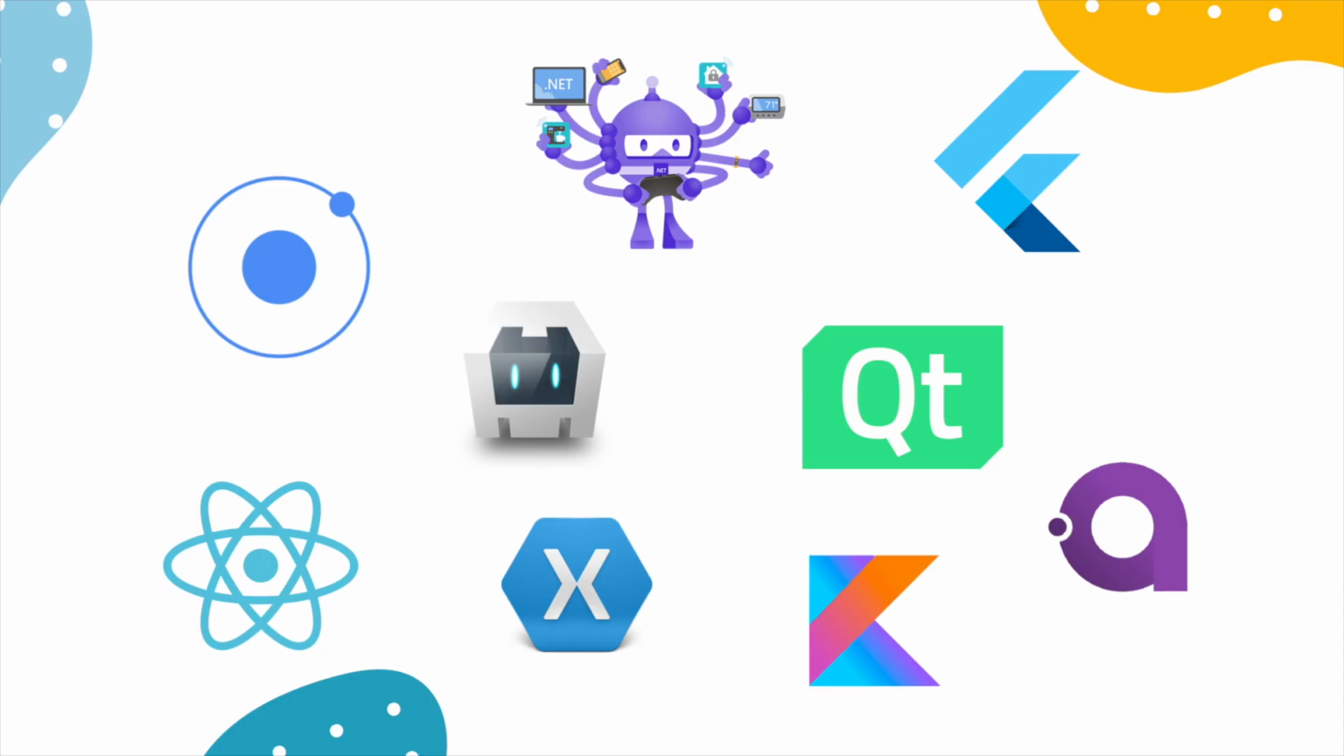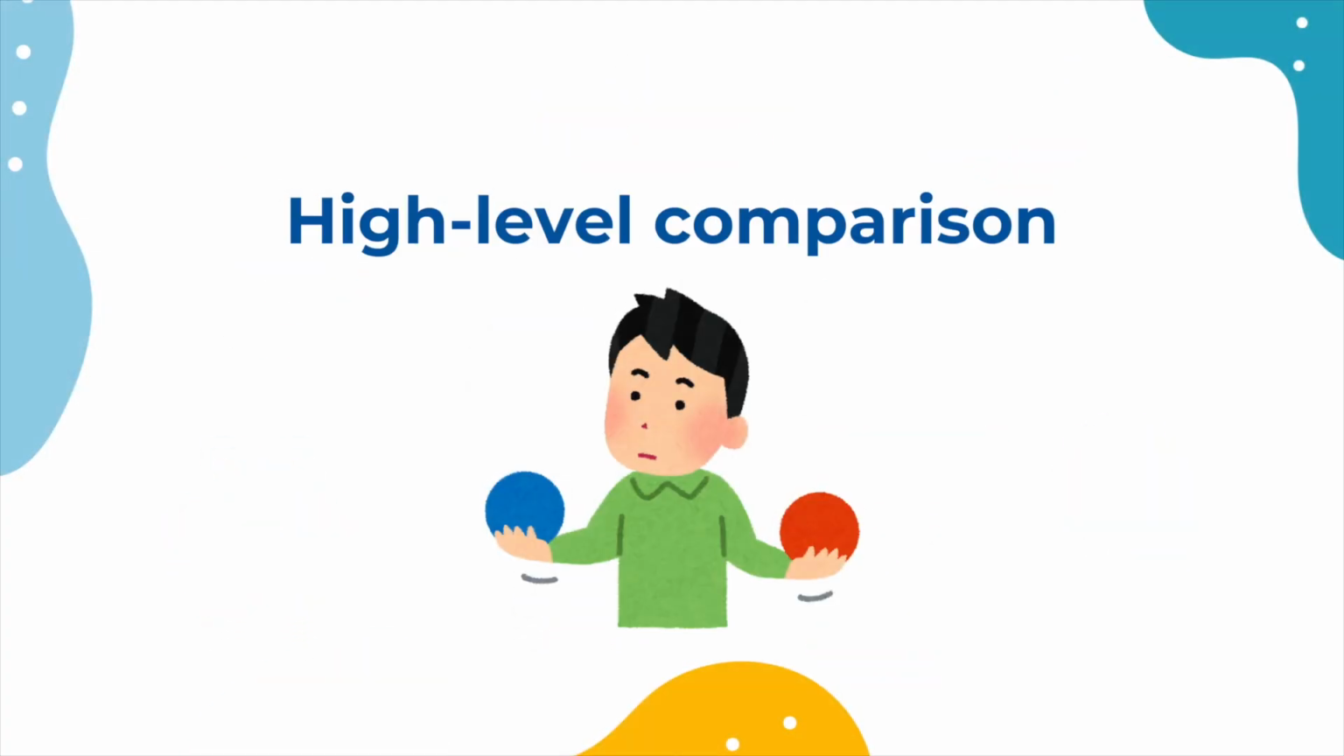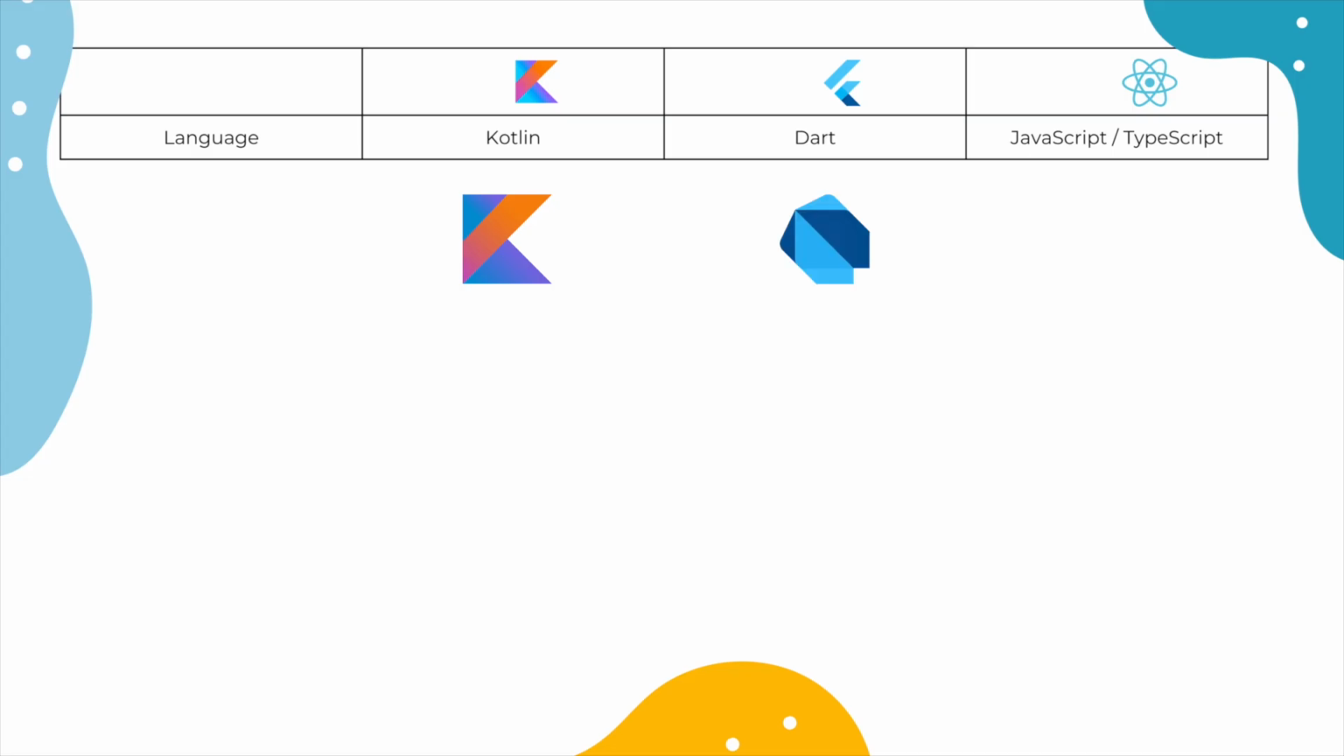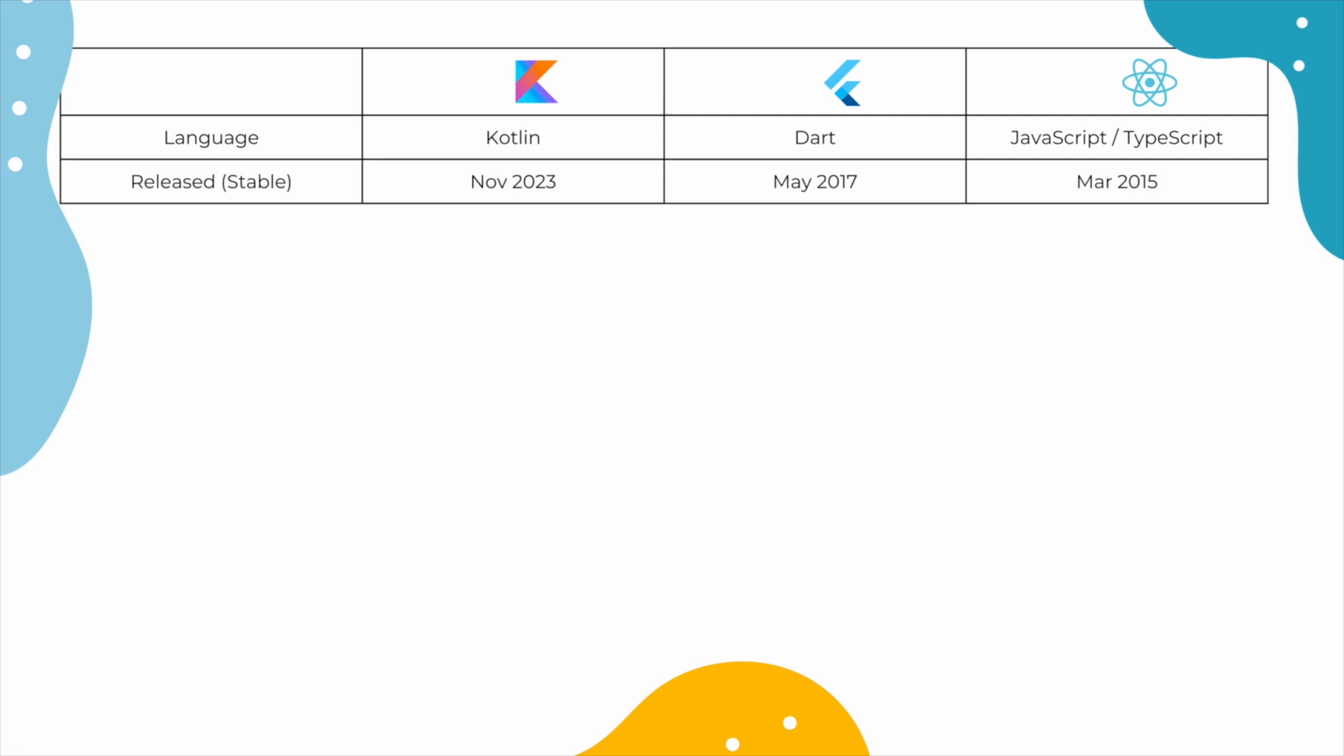To better understand the three most popular ones, let's do a high-level comparison. The first and most obvious point is, of course, all of these frameworks have their own language. KMP has Kotlin, Flutter has Dart, and React Native uses JavaScript. This, of course, makes React Native more attractive to web developers and KMP to Android and Kotlin ones. Moving on to the release date. Kotlin multi-platform became stable fairly recently, only 2 years ago.